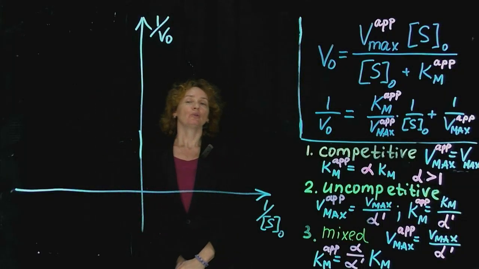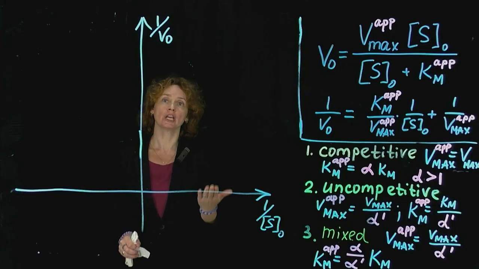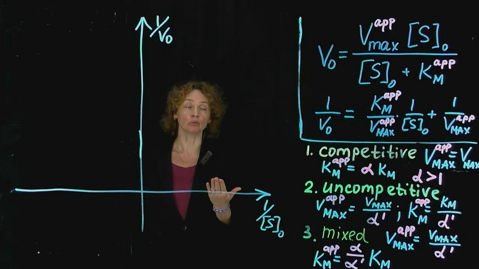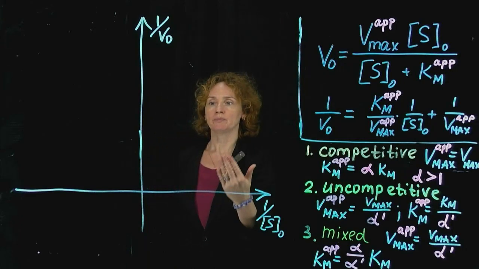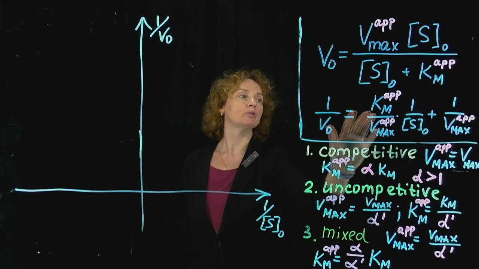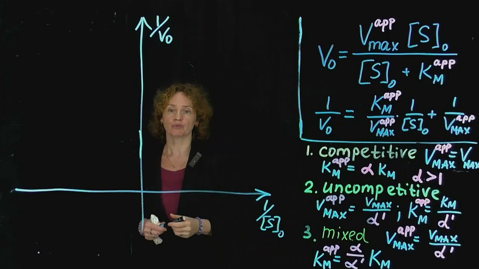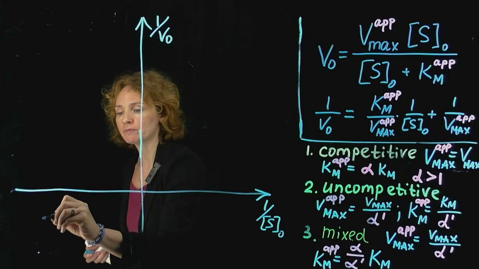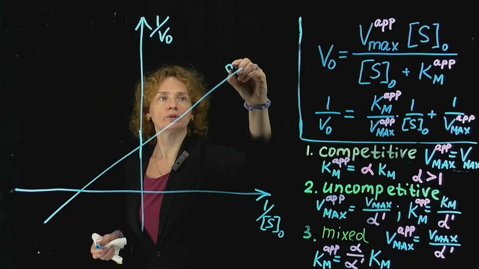So in this video we are going to see the effect of the presence of different types of inhibitor on the shape of a double reciprocal plot or Lineweaver Burk plot. And such plots are described by this double reciprocal equation that we have here. So in the absence of inhibitor, we would have something like that. No inhibitor.